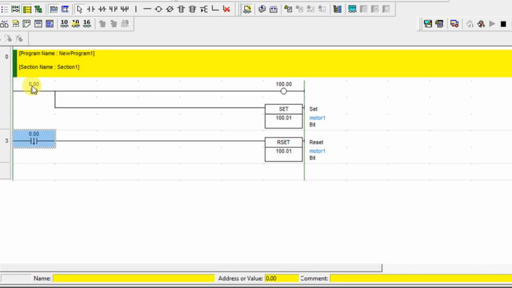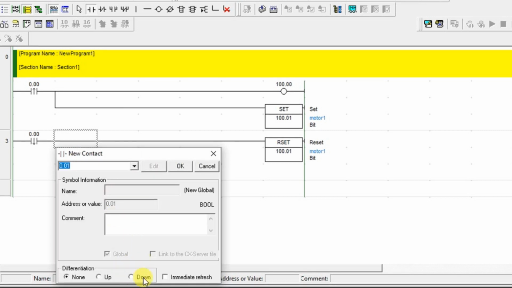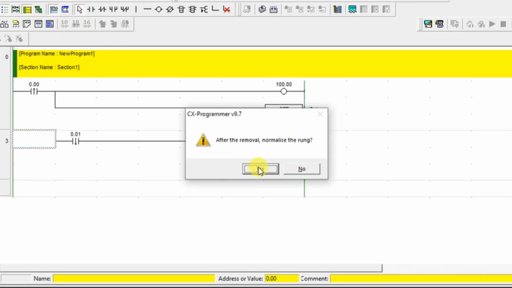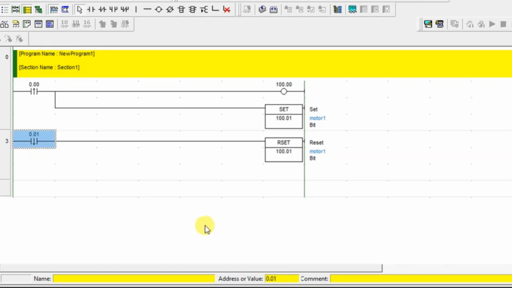If you are confused about why I am using the same input, I will use one more input here, 0.01, and I am using that as the falling edge. You can see there is a symbol. It is going up, which means this is the rising edge. It is coming down, this is the falling edge. Right? So both are different inputs now.